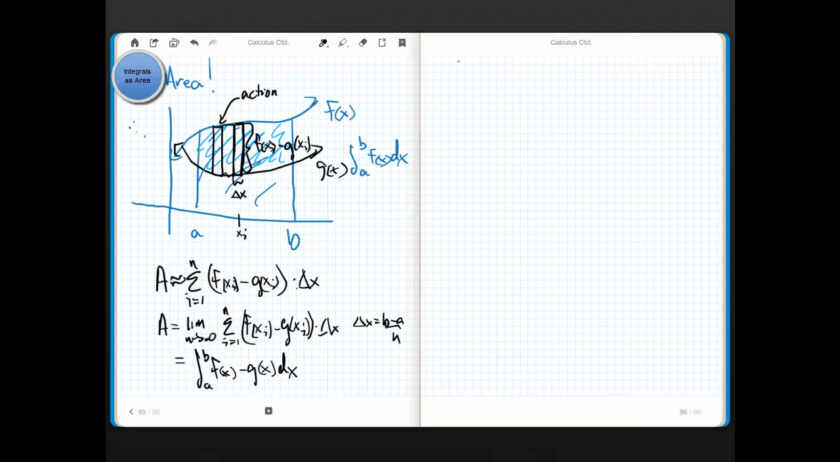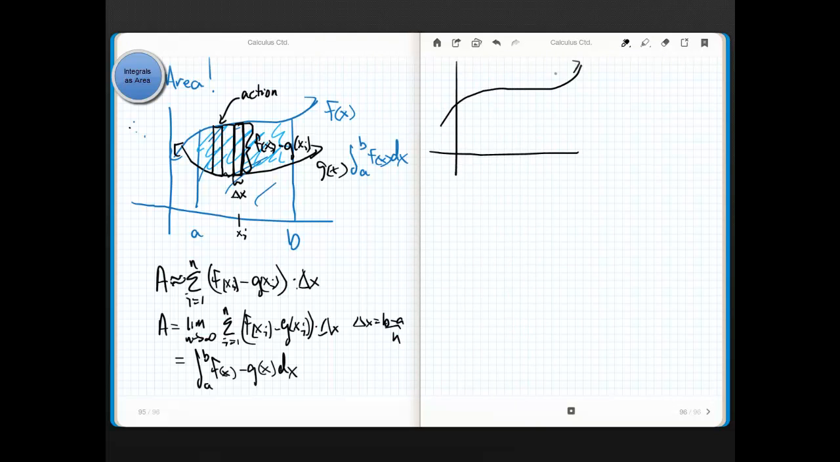But let me show you a more user-friendly way to think about it. Watch what happens. Let's take the same function. Here comes f of x, and then here comes g of x. I had g of x out here doing something like that. Let's just get close enough for government work. Here's a, and here's b.